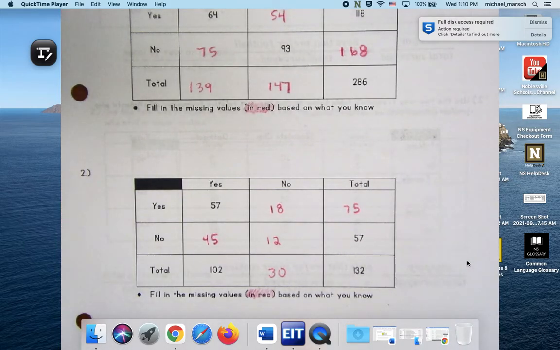So that's the super basics of frequency tables. Super basics. Now we're going to move on to completed frequency tables and find certain types of frequencies. That's why we have colored pencils.